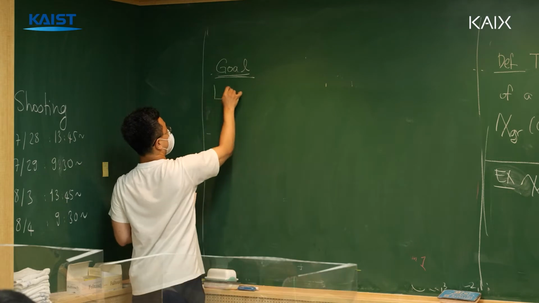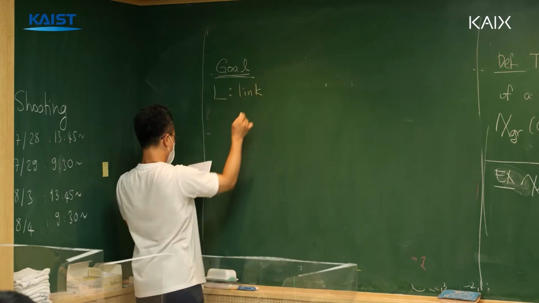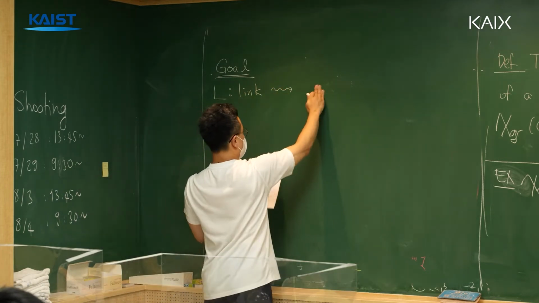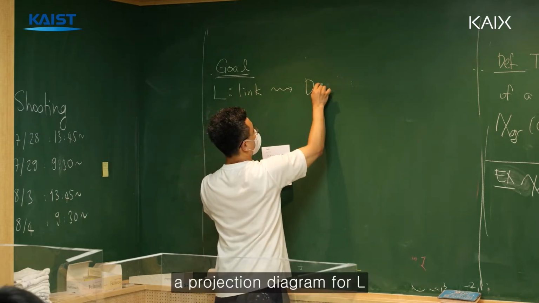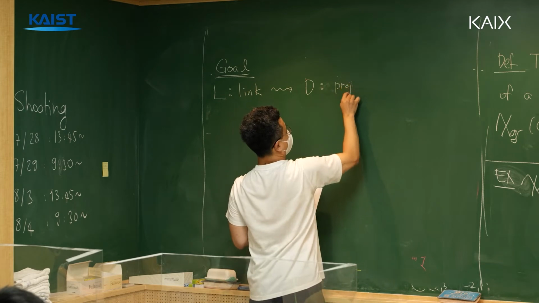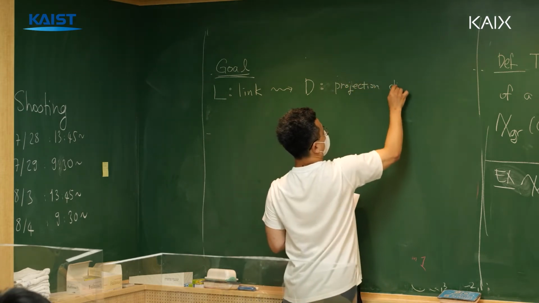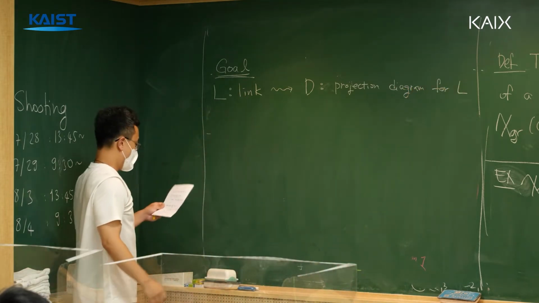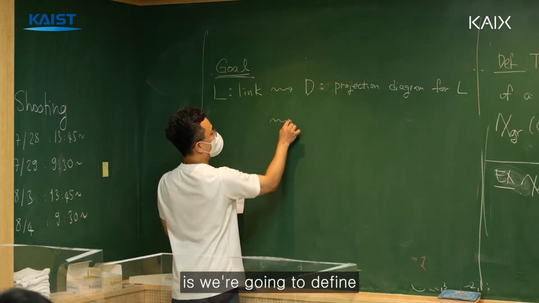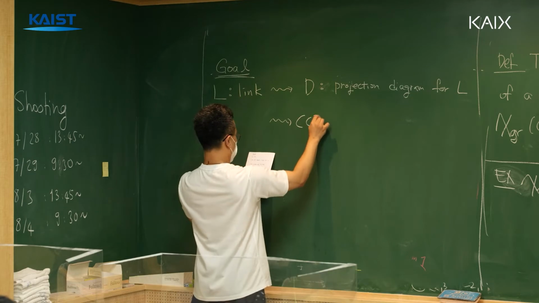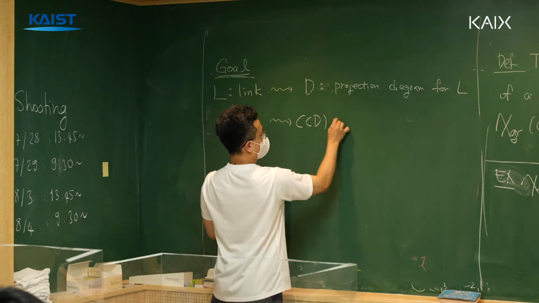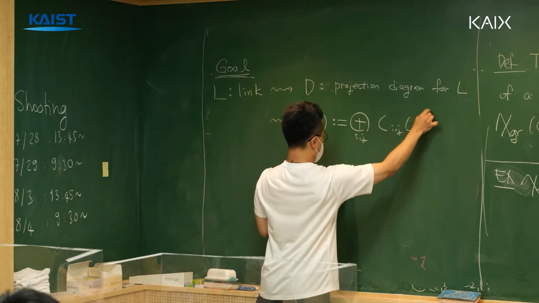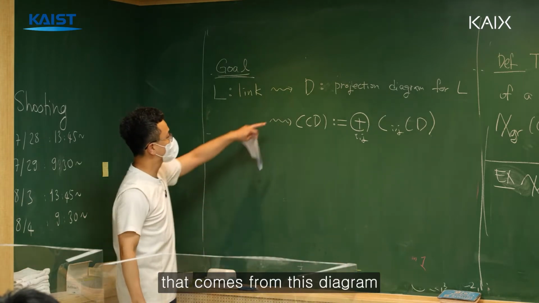So we are going to start with a link. We are going to find a diagram for this link. So let's call D a projection diagram for L. And once you have this, what we are going to do is define this bigraded chain complex, C of D. This is going to be a bigraded chain complex that comes from this diagram.